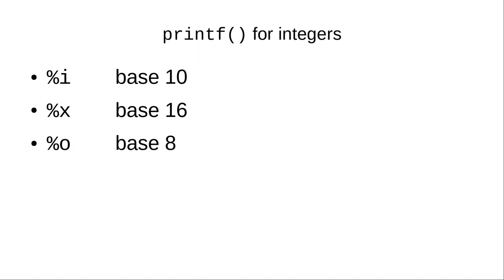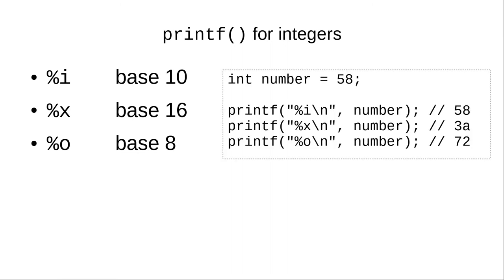%o prints the number in base 8. This is used infrequently nowadays, but it was very useful at the time when C was first invented. And here are the results of using those format characters for an integer. By the way, you can also use %d instead of %i.